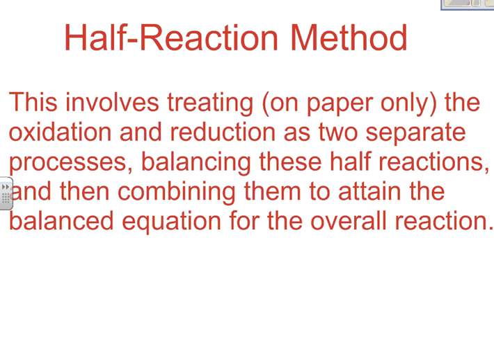We're going to use what's called the half reaction method. Now, this works only on paper. What we're going to do is treat the oxidation and the reduction reaction as two separate processes. We're going to balance each of these half reactions alone and then combine them together at the end to get the balanced equation for the overall reaction.